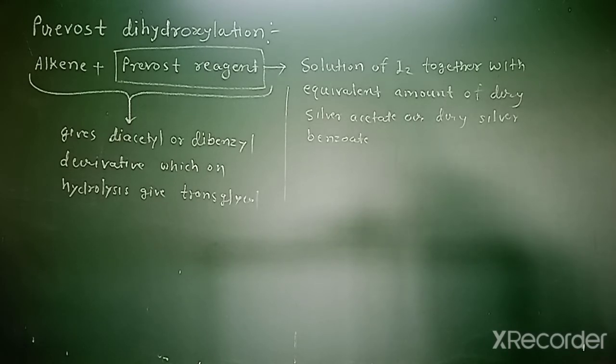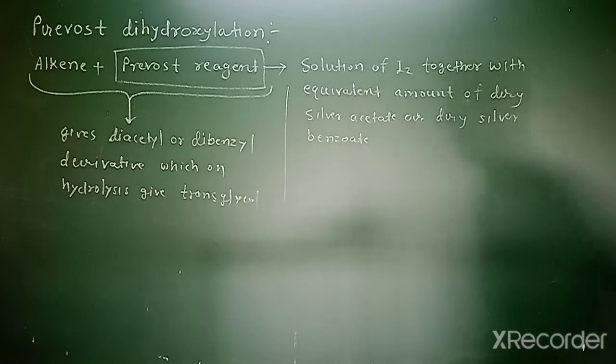If alkene is treated with Prevost reagent containing silver acetate, then it will give a diacetyl derivative. If we use silver benzoate, it will give a dibenzoyl derivative.